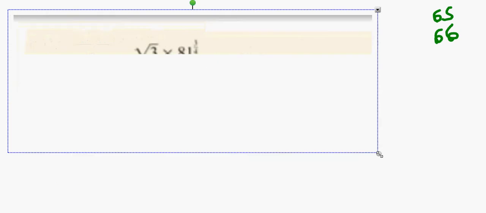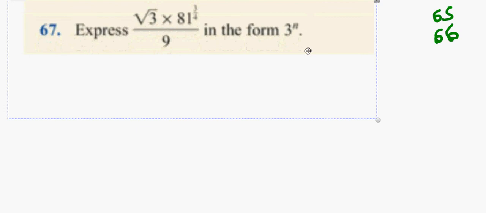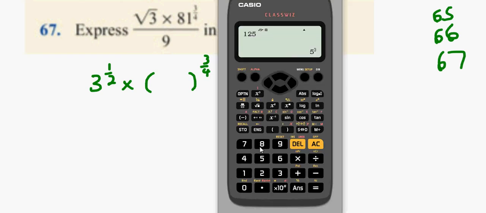Alright, so here's our question. I need everything converted to threes, so how do we do that? 3 to the power half? Oh, sorry, square root of 3. 81. Yep. 81.